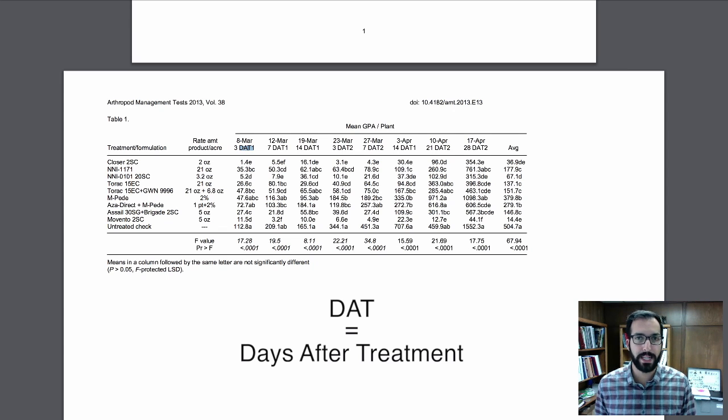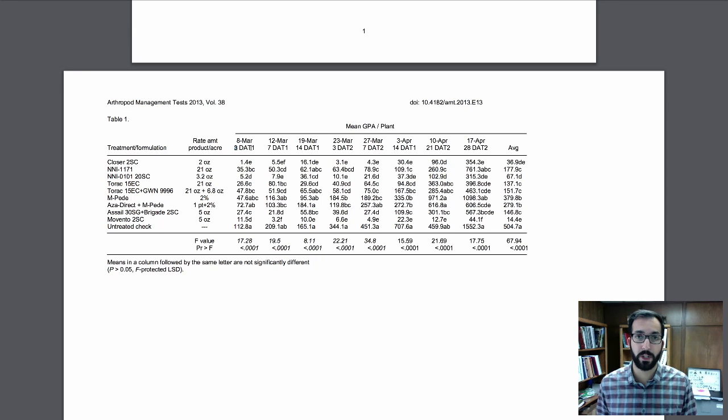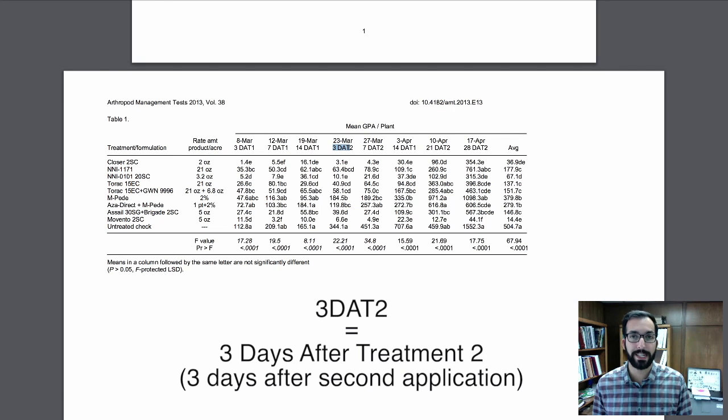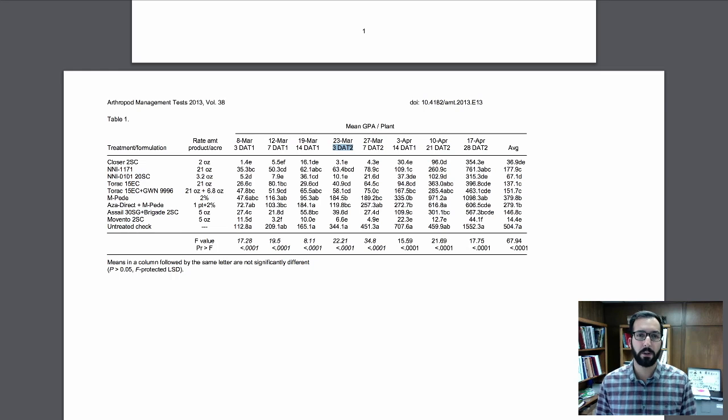Numbers under 3 DAT represent the average number of aphids counted on each of the different treatments 3 days after the first pesticide application. 7 DAT is 7 days. You will also notice later on we have 3 DAT2. The 2 represents the second application, so these numbers represent the aphid counts 3 days after the second application of pesticides. Now, let's look at some of the results a bit closer.